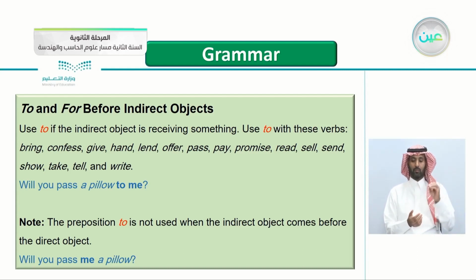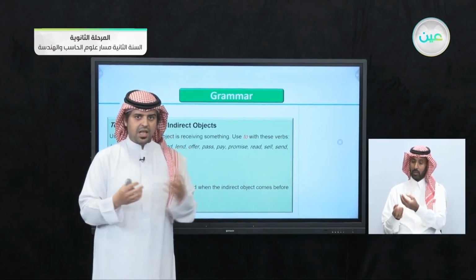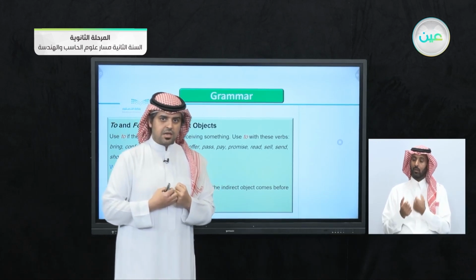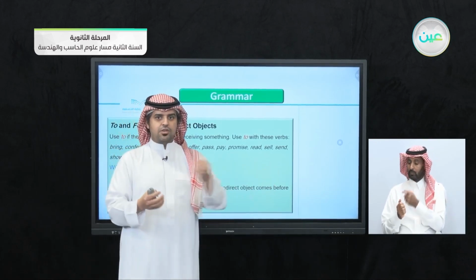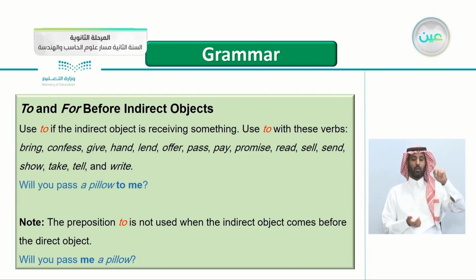For example, here, will you pass a pillow to me? So to me, I'm the indirect object. I'm receiving the pillow. Or can you pass the salt to me, etc. Note here the preposition to is not used when the indirect object comes before the direct object. We don't use to if the indirect object comes before the direct object.